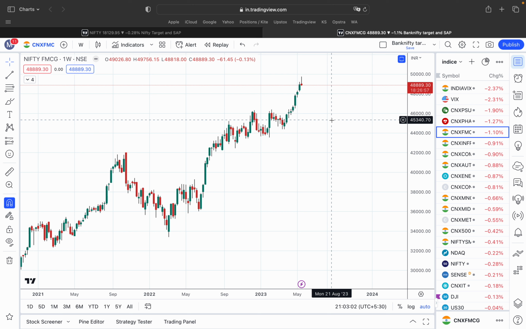You can also focus on ITC, Tata Consumer, Britannia, and all those stocks. Yes, ITC is going good as per our expectation. It is showing us some correction. So we will see how it pans out.